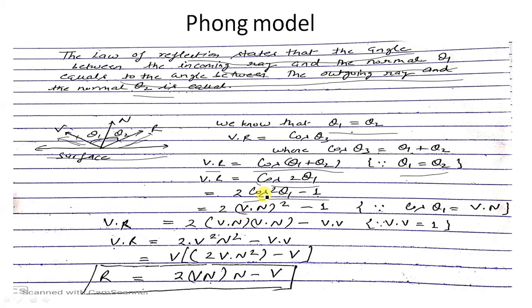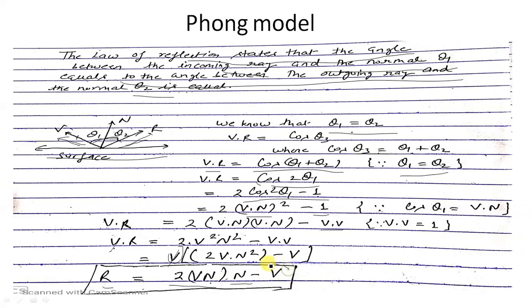हम क्या करेंगे, cos स्क्वायर थीटा 1 को रिप्लेस करेंगे v डॉट n से, तो क्या बन जाएगा 2 इंटू v डॉट n स्क्वायर माइनस 1. हम इस 1 को रिप्लेस कर सकते हैं v डॉट v से, बिकॉज जो वेक्टर का डॉट प्रोडक्ट होता है वो इक्वल होता है 1 के. देन 2 (v dot n) माइनस v dot v. अगर इस पूरे इक्वेशन में से v को कॉमन ले लें तो हमारे पास क्या बचेगा, 2 (v dot n) स्क्वायर माइनस v. इस v से ये v कैंसिल, तो क्या बचा, r इज इक्वल टू 2(v dot n)n माइनस v.